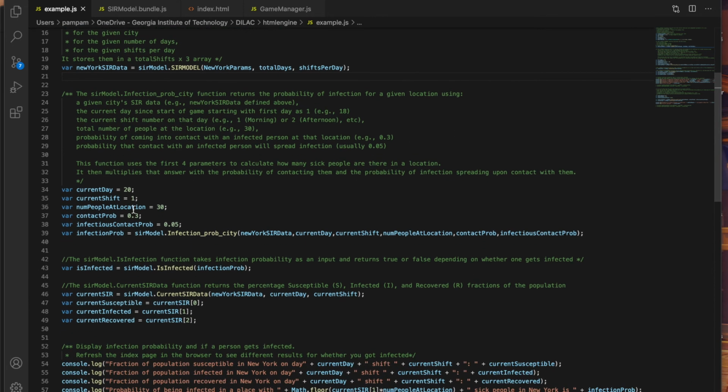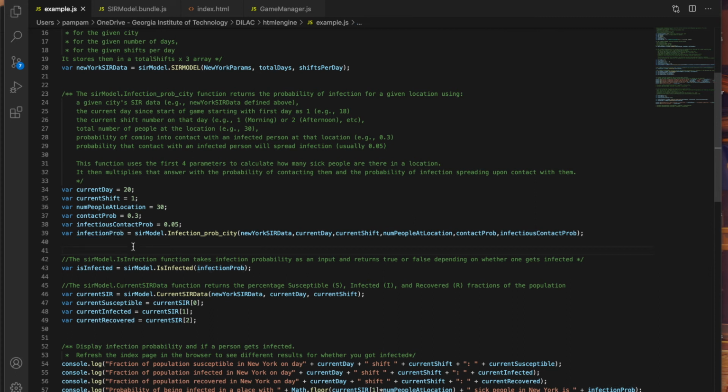Now that we have all the SIR values for the 21 days, I can play around with that data. So for example, I can calculate my chances of getting infected on day 20, shift 1 at a location which has 30 people, where I have a 30% chance of running into an infected person and a 5% chance of that contact being infectious. These values can all vary based on the specifics of the location. So in a bigger location, you may have a lower chance of running into an infected person. So using the SIR data, this infection probe city function will calculate how many sick people are there and then use that along with all this other information, probabilities, to give me my chances of being infected. And I store that in a variable called infection probe.